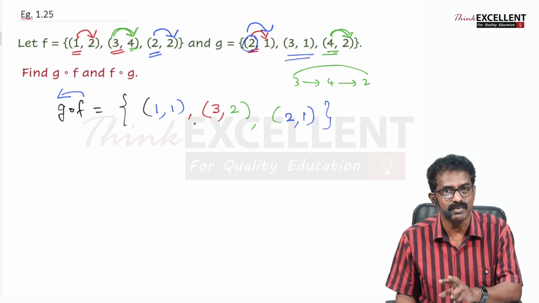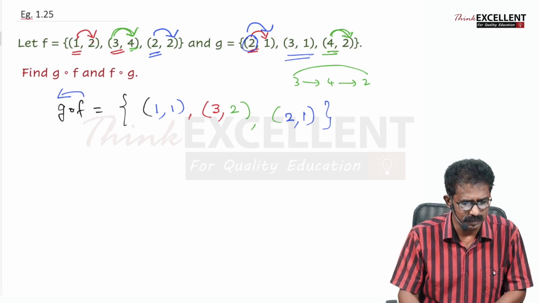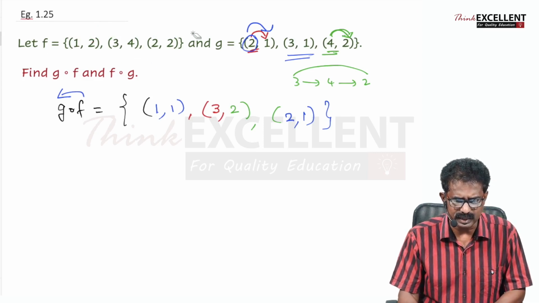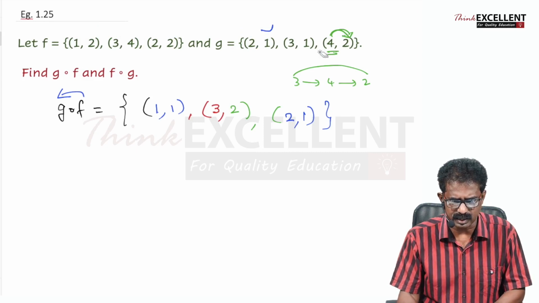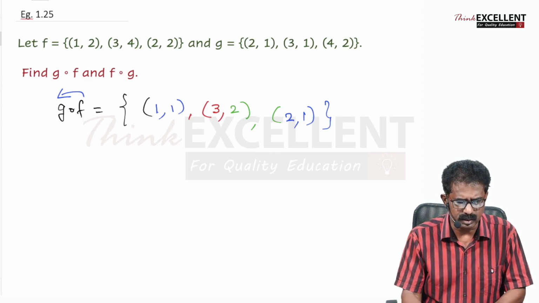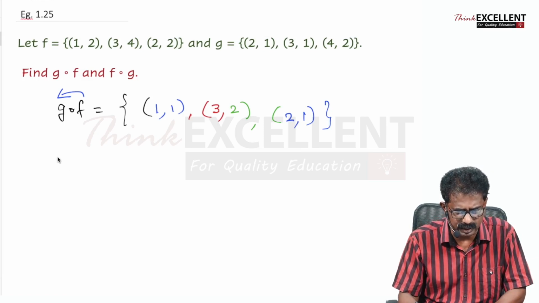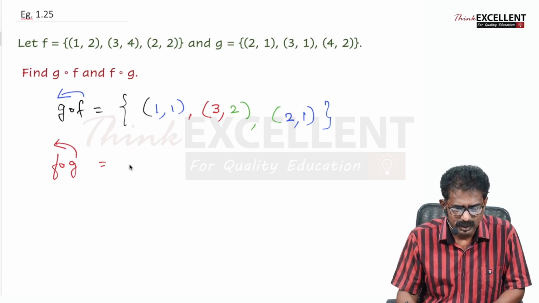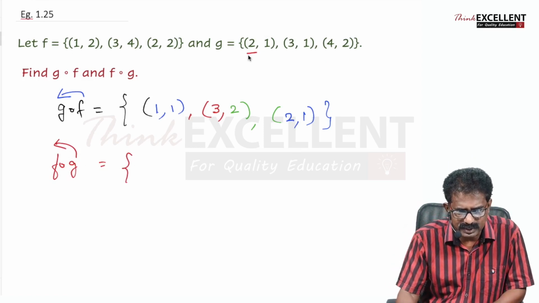Now I am going to teach F compose G also, so I will be thorough in that. Even if you learn one sum properly with proper understanding, then you can answer any question. Just try to understand, that's all. Second we are going to find F composition G. F composition G means you start from where? The second function, G. You start with G. So now listen, in G, what is the first number? 2.